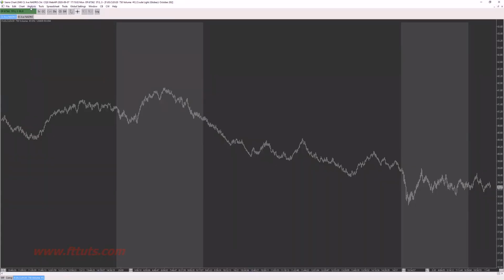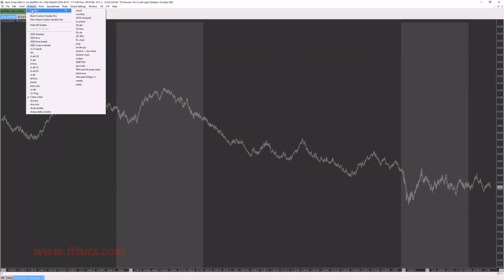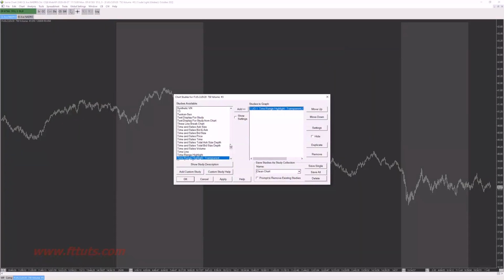So we can go to analysis, studies, and there's a built-in one here in Sierra Chart, volume weighted average price. I would say that I have full confidence in it at this point in time to do a great job.